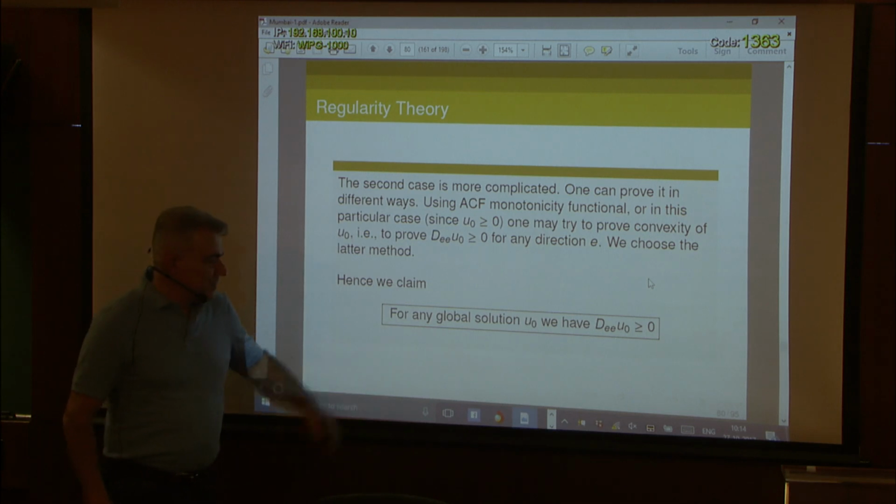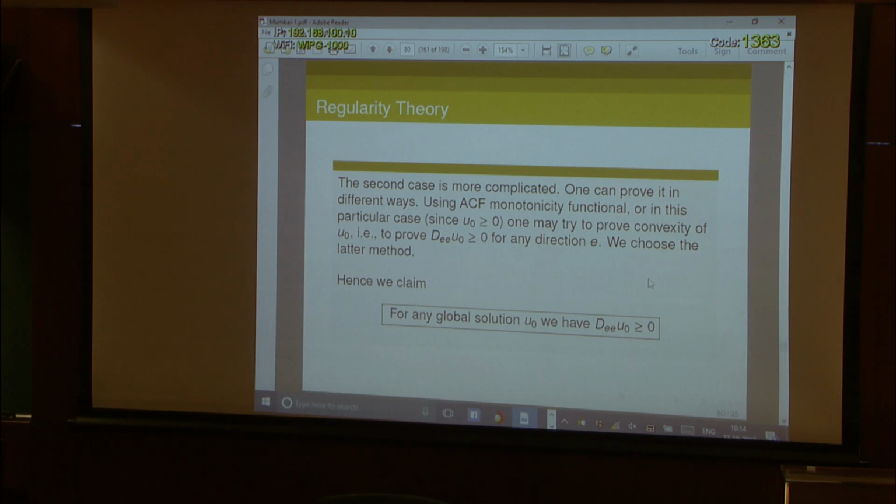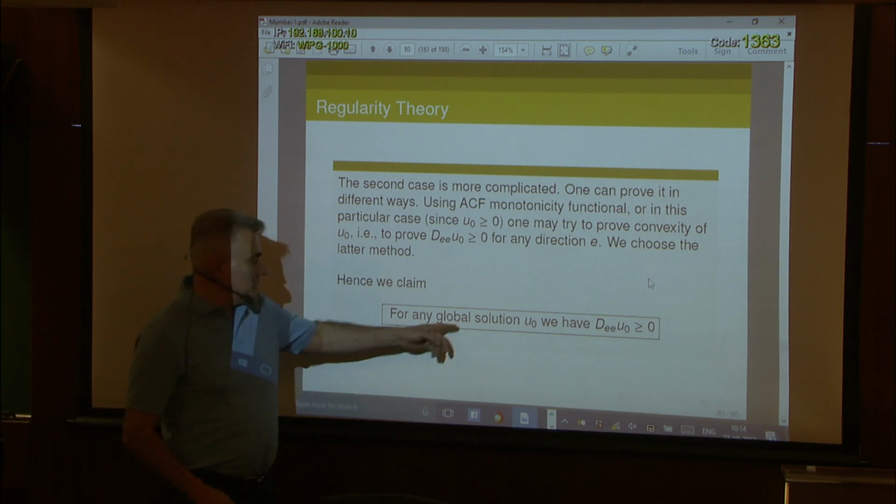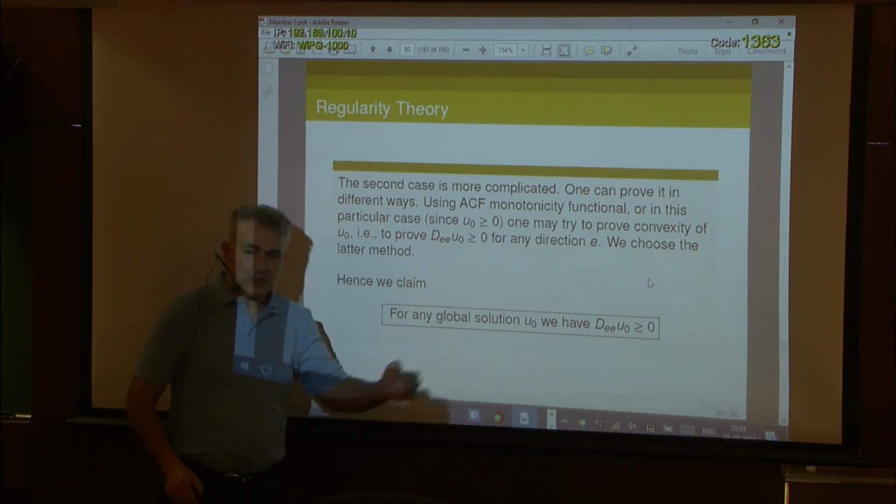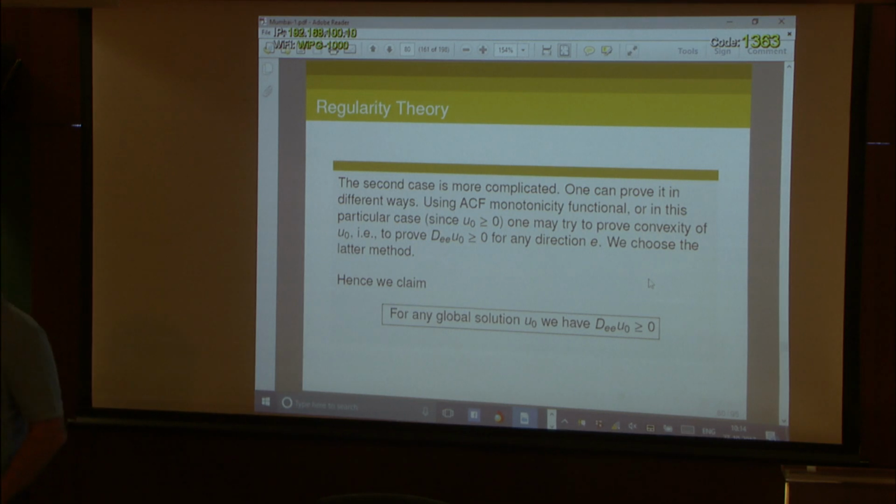Okay, so we want to prove that any global solution U0 is convex. This is actually not necessarily only blow-up solutions, but generally global solutions, which of course have quadratic growth. They will be convex.